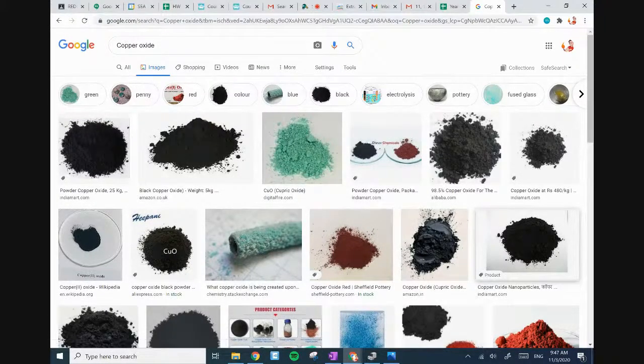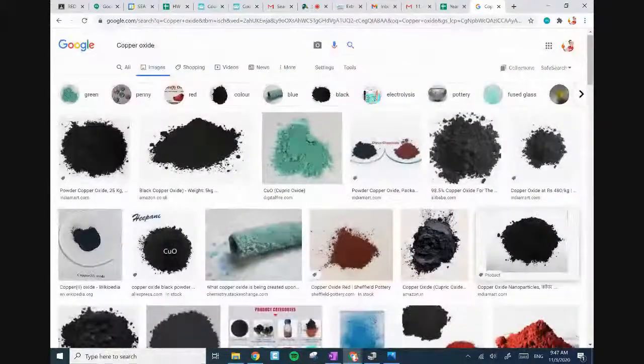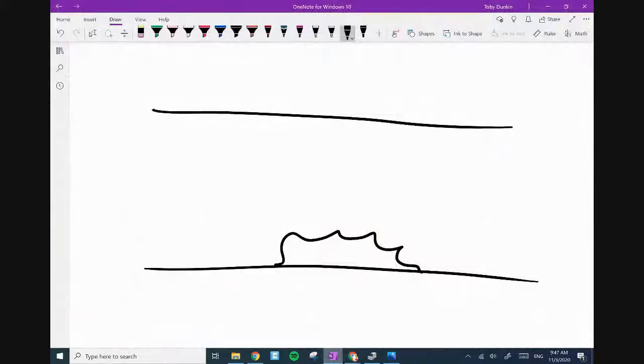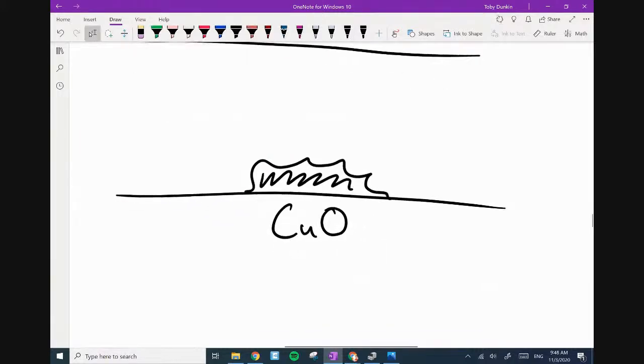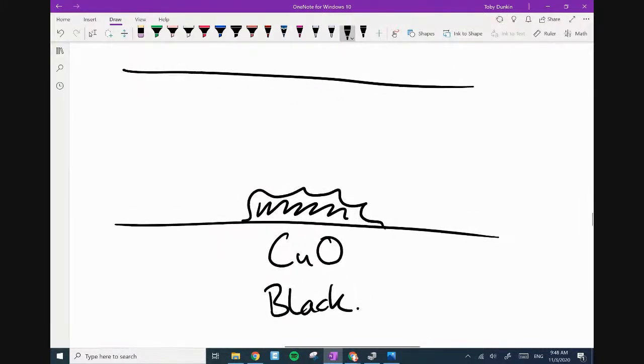Copper(II) oxide is black. Yeah, that's super important. Ignore all the other stupid colors. It's the internet being rubbish. So copper oxide, copper(II) oxide, which is just CuO, is black. It's jet black. Jet, by the way, comes from the rock jet, which I'm pretty sure might contain copper oxide, actually. Anyway, so it contains copper oxide.